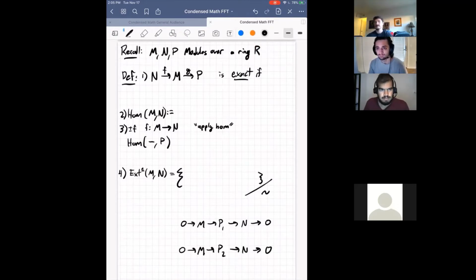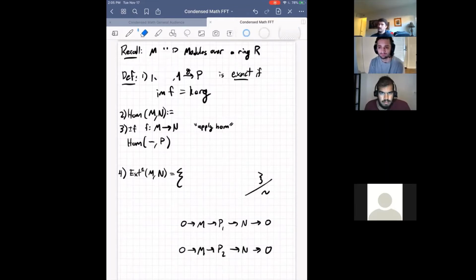A sequence with this notation is exact if the image of the map coming in is equal to the kernel of the map going out. And then most of the time when we notate it, we won't even write f and g there. We'll just write this, and just the fact that it's here will tell you that it's exact.